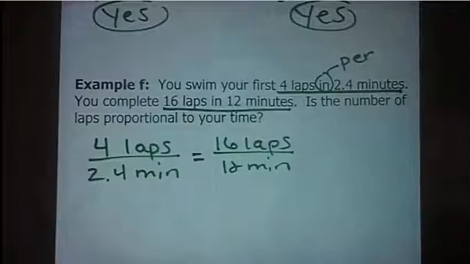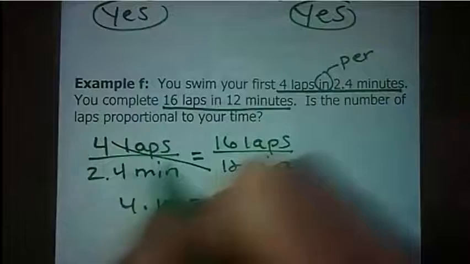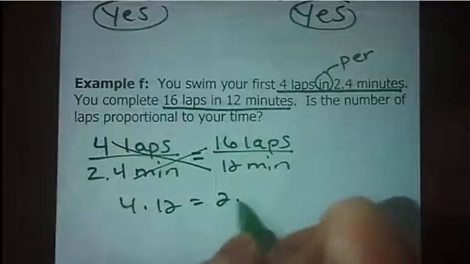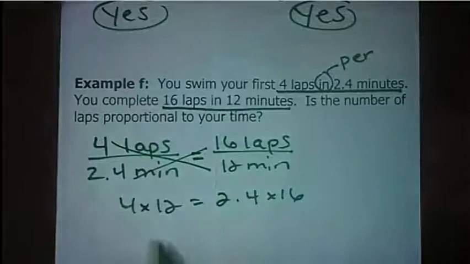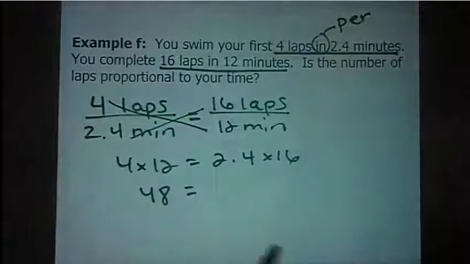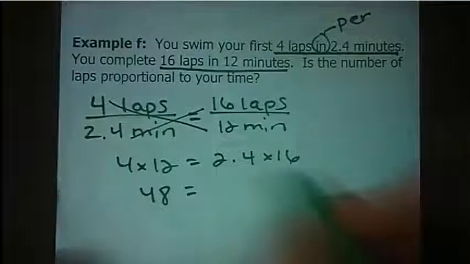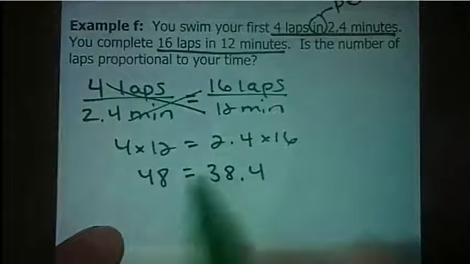Okay. 4 times 12 needs to equal 2.4 times 16. 4 times 12 is 48, and 2.4 times 16 is 38.4. These don't equal one another.